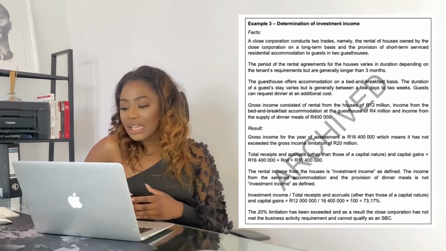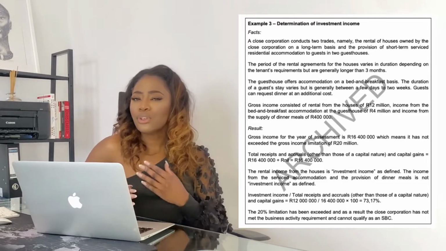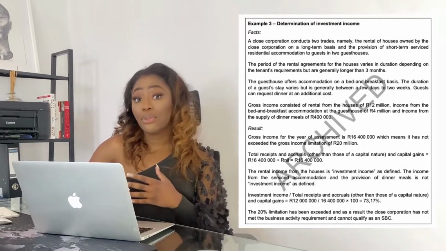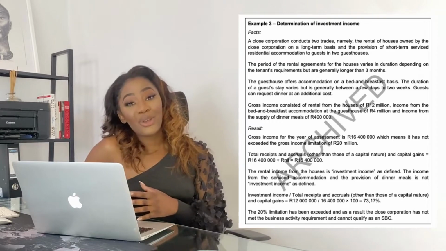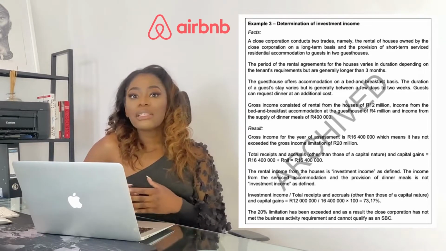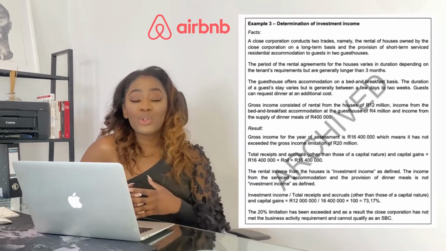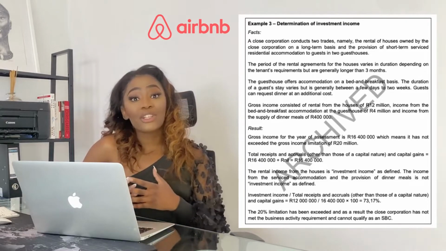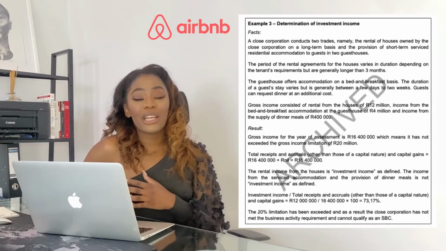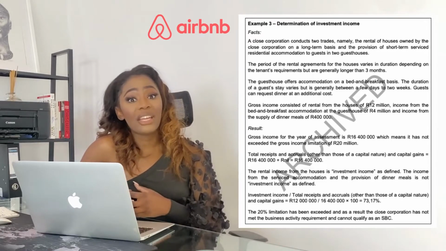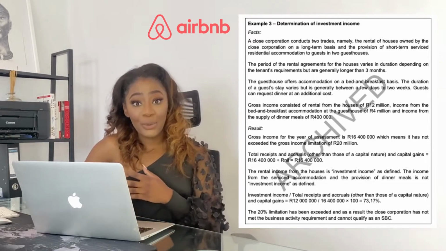And so rental income from the houses, which are long-term, you're usually looking at over a month, 3 months, you're looking at that being termed as long-term. However, for instance, if you had an Airbnb or a short-term rental, you could actually still be eligible for SBC tax rates because that is not termed as investment income as per the Act.